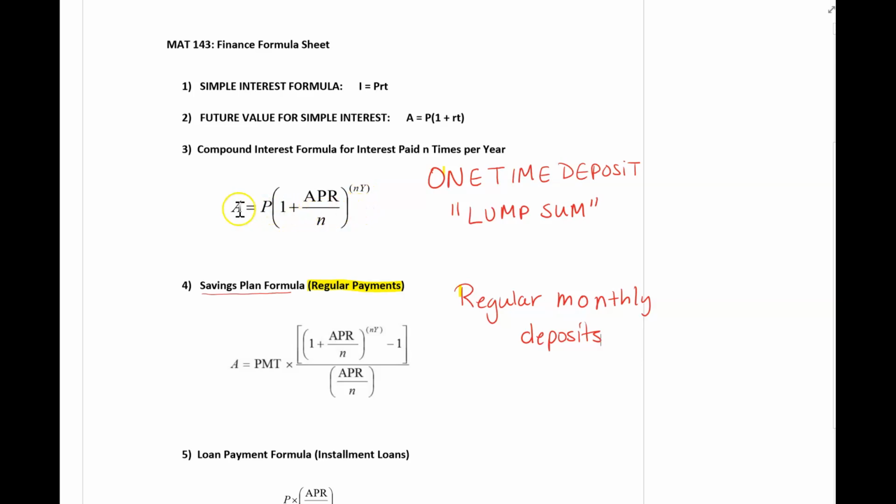When you're asked to find the amount, you take the amount that you're given and multiply it times what's in the parentheses raised to the exponent. When asked to find the principal, you take the amount that you want in so many years, and instead of multiplying, you divide it by all of this in the parentheses raised to the exponent. So let's look and see what that looks like.